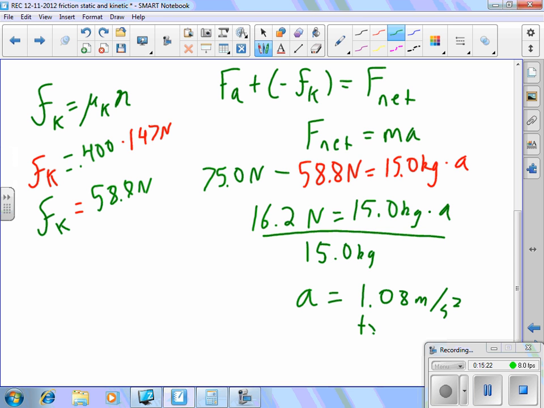We could say to the right, because in my diagram, I had this going to the right. And that would give me a direction to this. So what was the acceleration of the object? 1.08 meters per second squared to the right.